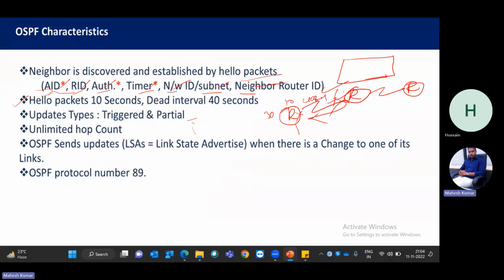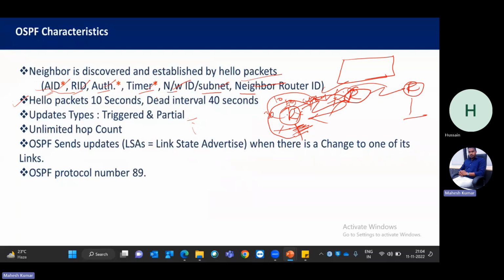Update types: triggered and partial. Whenever everything is fine, it sends every 10 seconds, but updates are triggered. Let's suppose a link goes down, it will send instantly. It will not wait for the 10 seconds. Suppose the router has already sent its hello packets in the 10 seconds, but suddenly at the next 11th second, this interface is down. The router will not wait for another 10 seconds. It will send a triggered update whenever any change happens.